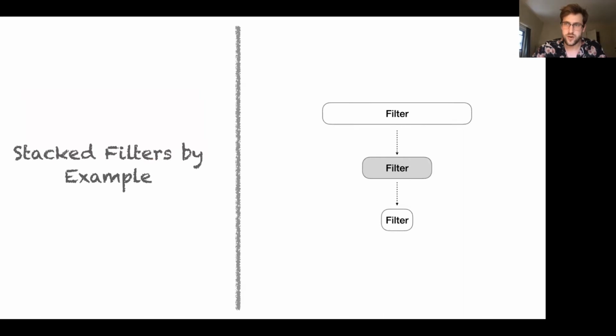Now let's see how stacked filters actually works through an example. As their name suggests, stacked filters consist of a stack of filters, but to differentiate the filters inside the stacked filter, such as a Bloom filter, from the overall stacked filter, we refer to these individual filters as layers. And then the layers are ordered L1, L2, L3, and so on.